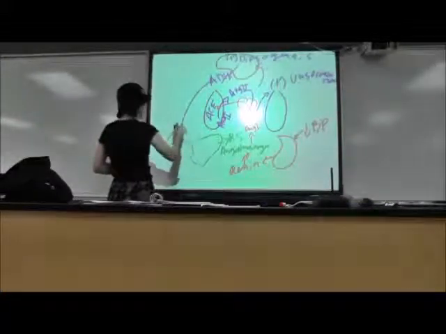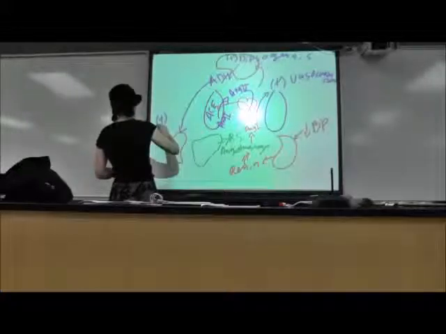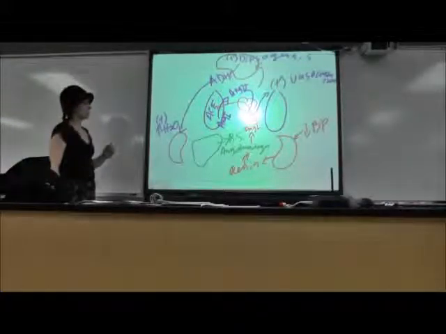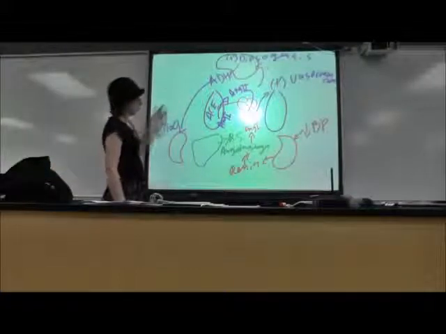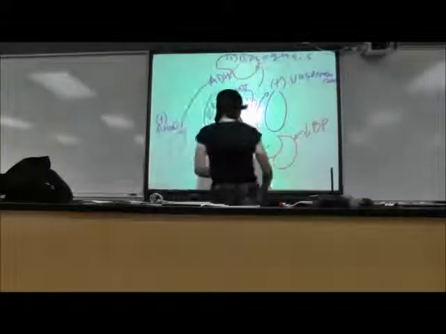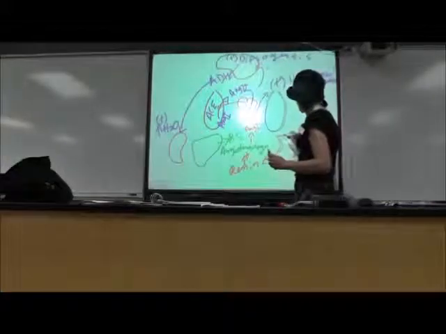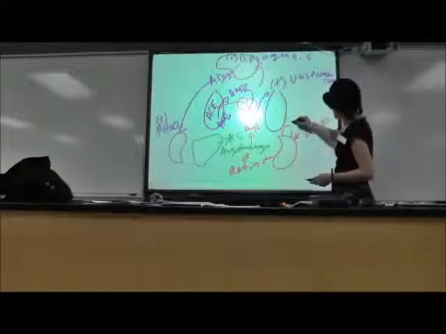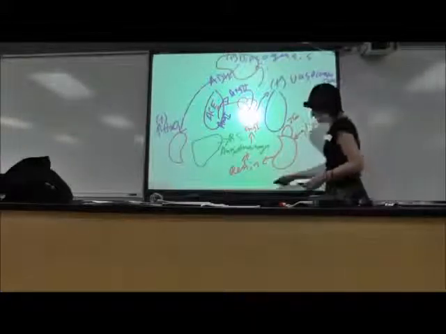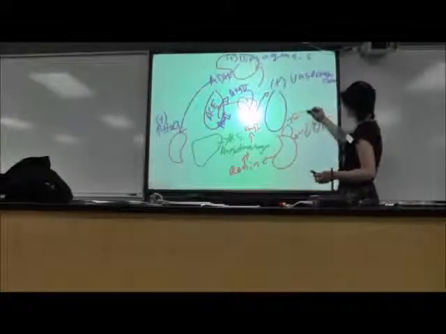ADH is going to stimulate your kidneys to uptake water by increasing aquaporins. So you increase your blood volume, you increase your blood pressure. Angiotensin 2 is also going to stimulate our adrenal glands, specifically the zona glomerulosa of the adrenal glands, to release aldosterone.